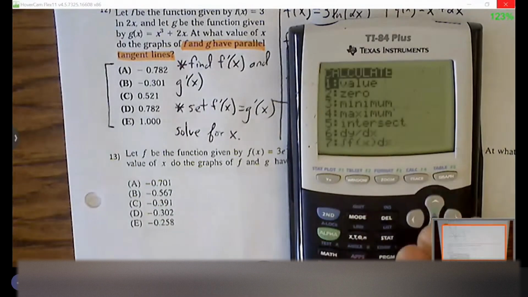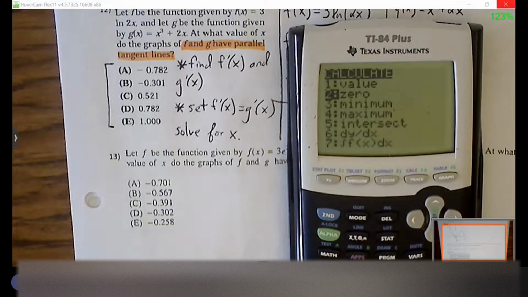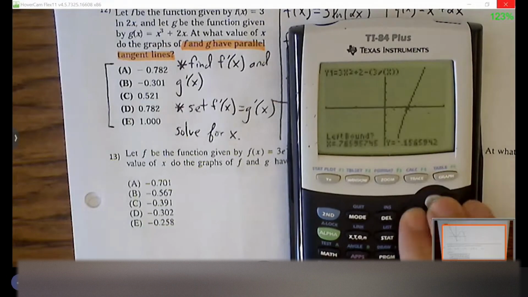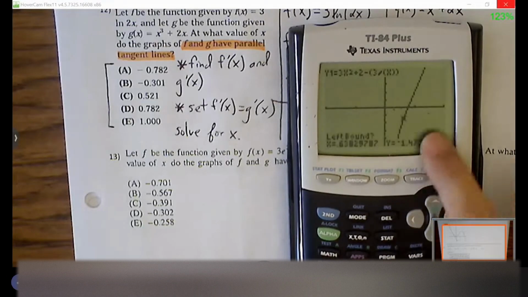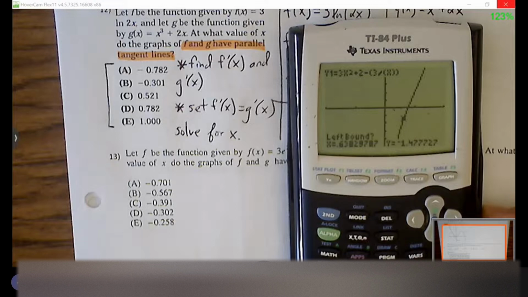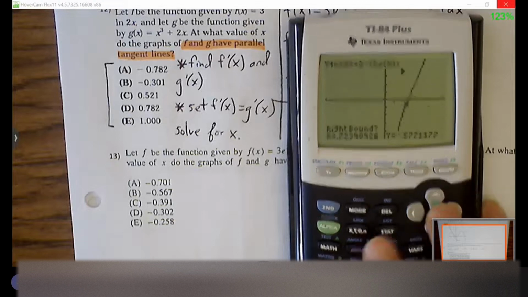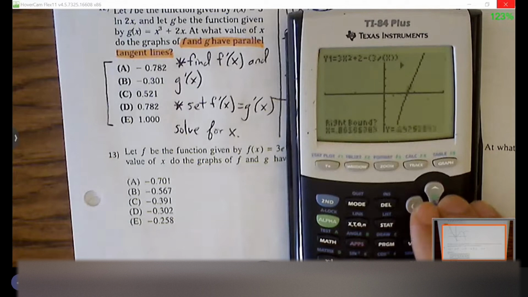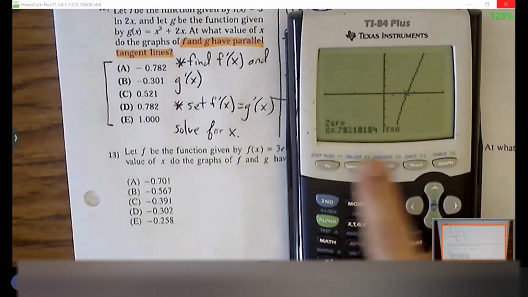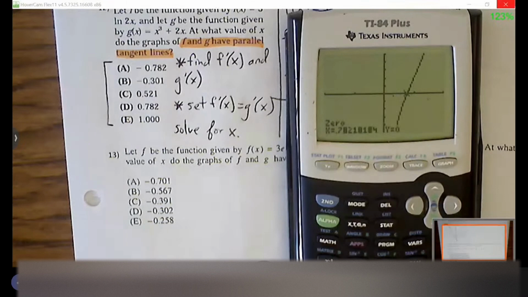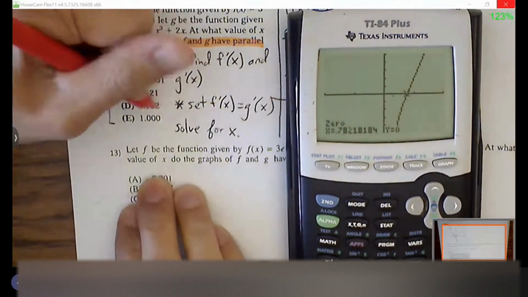So go to second trace, choose option 2, which will find the x-intercept for you. And then you're going to use your left and right arrow button, pick a point to the left of the x-intercept, hit enter, and then scroll to a point on the other side of the x-intercept, hit enter, and then it'll find that x-intercept for you. You should get 0.782. Answer choice D.